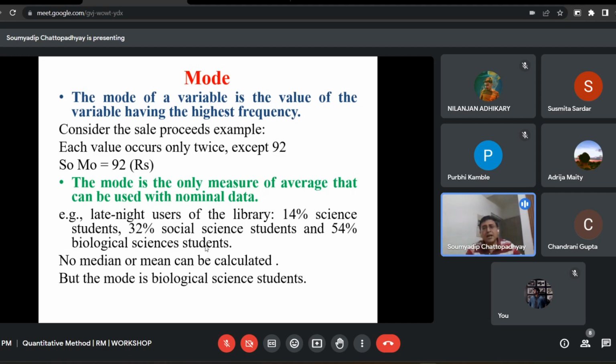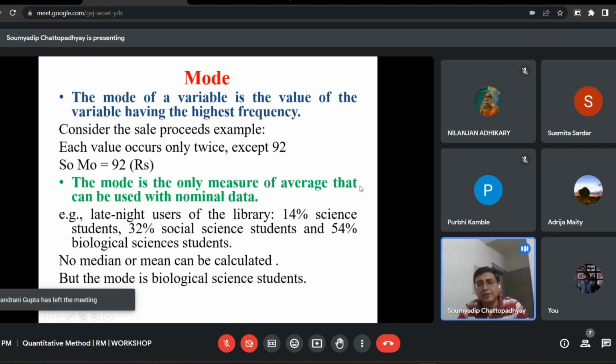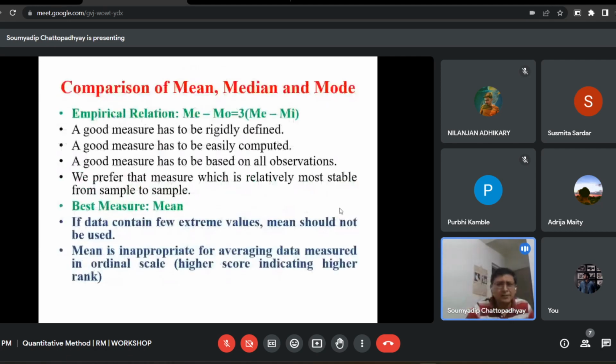So in this case, the preferred way of representing the average is the mode. Here, the mode will be the biological students. The mode is the only measure of average which can be used in the case of nominal data. And this is basically the typical comparison of mean, median, and mode. This is the empirical relation.